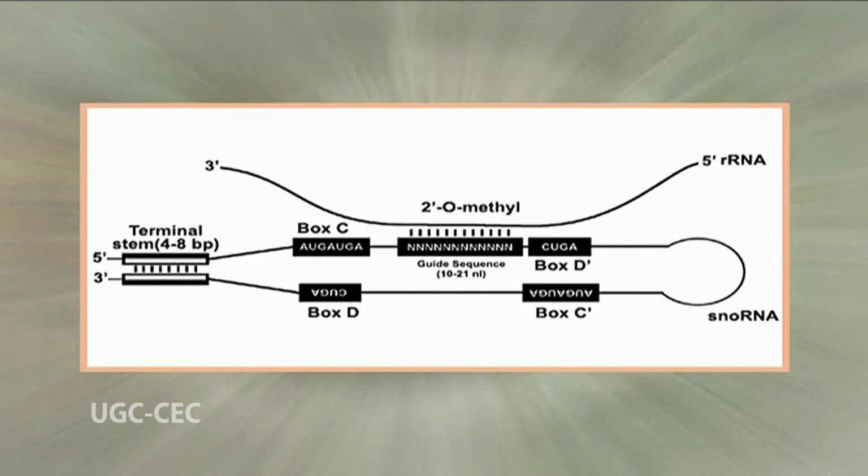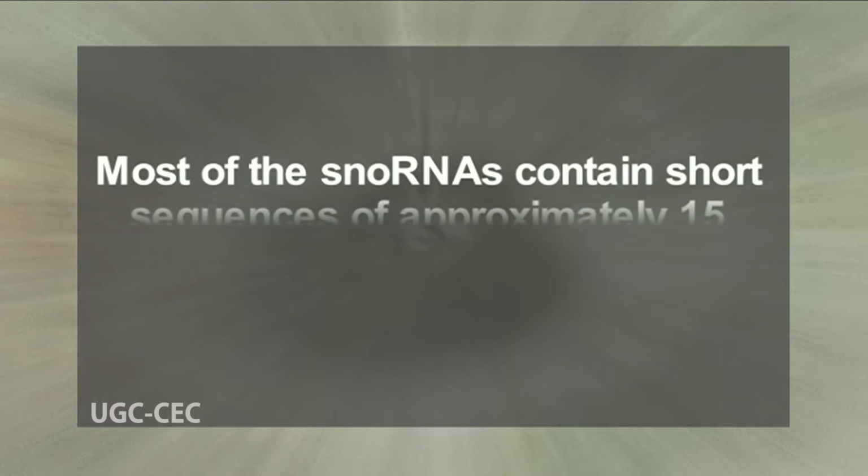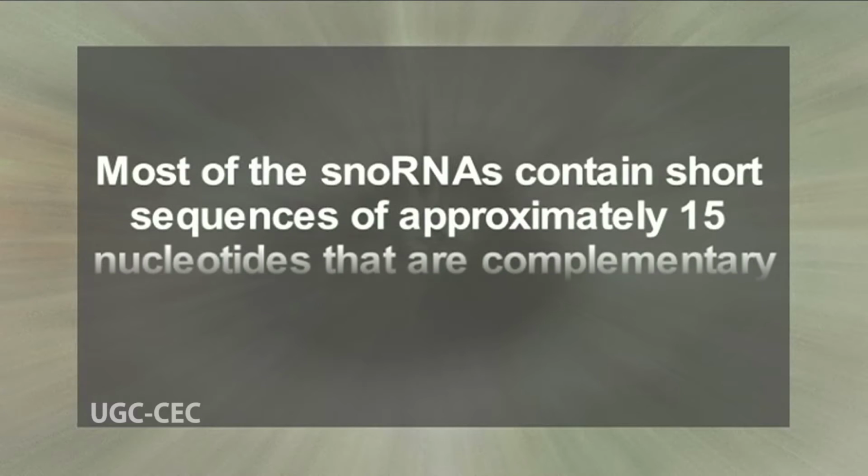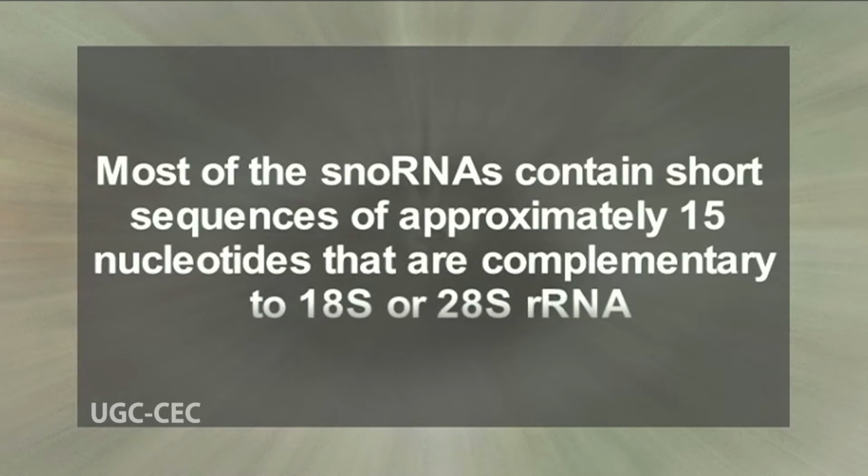Most snoRNAs, however, function in rRNA synthesis as guide RNAs to direct the specific base modifications of pre-rRNA, including the methylation of specific ribose residues and formation of pseudouridines. Most of the snoRNAs contain short sequences of approximately 15 nucleotides that are complementary to 18S or 28S rRNA. Importantly, these regions of complementarity include the sites of base modification in the rRNA.